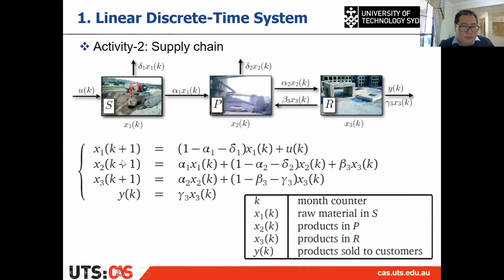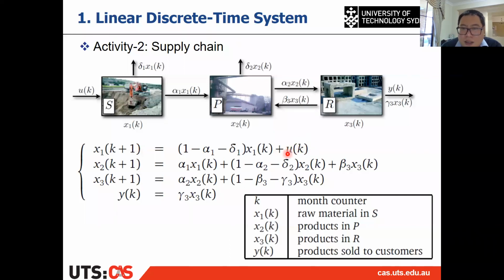So again, there are 3 variables. One is x1k, the other are x2k and x3k. They represent the products in the companies S, P, and R in month k respectively, right? So k is the month, which is discrete as well. So then what we want to do is calculate the material in S in the next month, in the k plus 1 month. What is it equal to? It's equal to several parts.